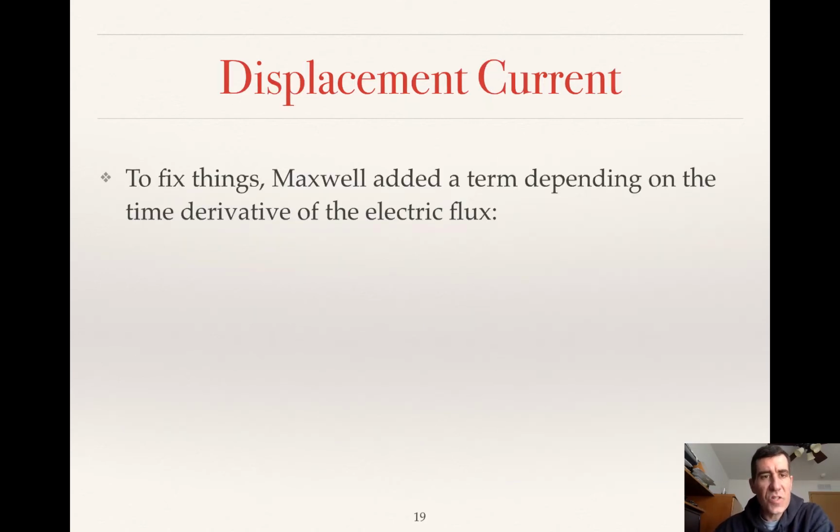So Maxwell figured out how to fix this, and what he did is he added a term to Ampere's law that depended on the time derivative of the electric flux. Now things are changing, the flux is changing, and so he adds this flux term. The left-hand side is just Ampere's law: you're calculating the path integral around some closed Amperian loop. Mu naught times I through is just the usual Ampere's law. This is the term that Maxwell added: mu naught times epsilon naught times the derivative of the electric flux with respect to time.